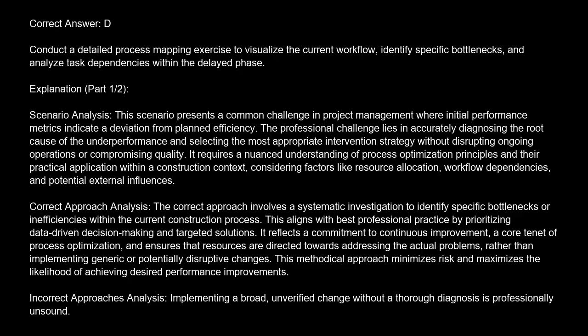Correct approach analysis. The correct approach involves a systematic investigation to identify specific bottlenecks or inefficiencies within the current construction process. This aligns with best professional practice by prioritizing data-driven decision-making and targeted solutions. It reflects a commitment to continuous improvement, a core tenet of process optimization, and ensures that resources are directed towards addressing the actual problems, rather than implementing generic or potentially disruptive changes. This methodical approach minimizes risk and maximizes the likelihood of achieving desired performance improvements.